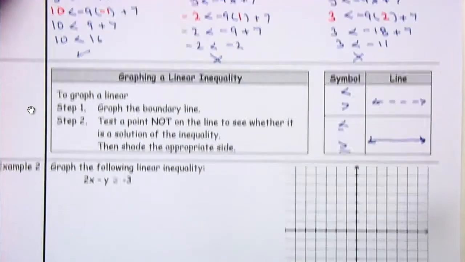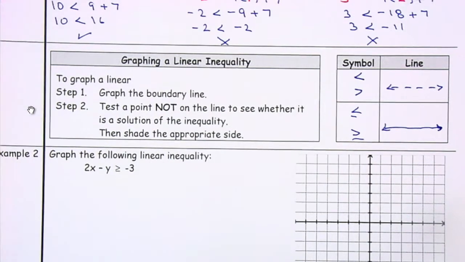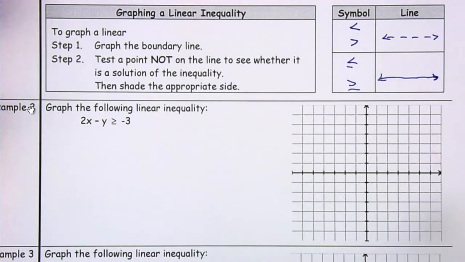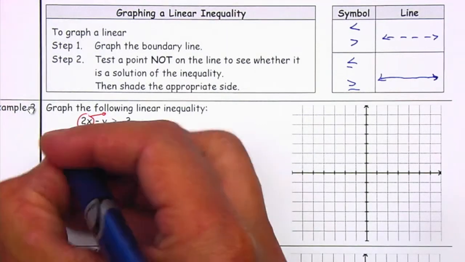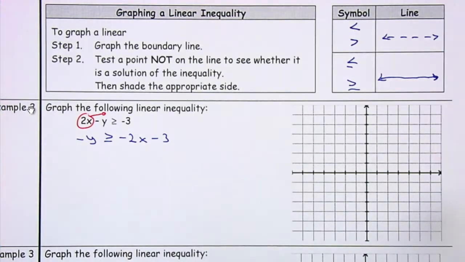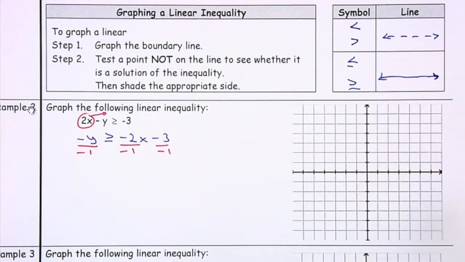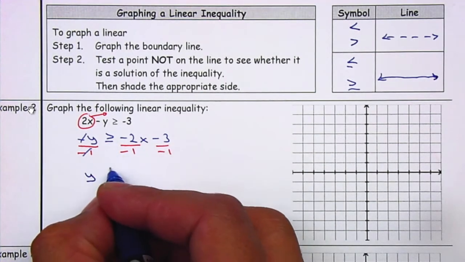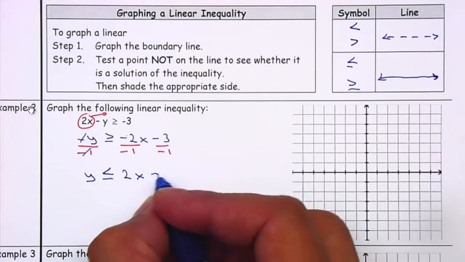Example number 2. First, we need to be able to graph the line. So let's go and solve for y. I'm going to move my 2x to the right, and it becomes a negative. We have negative y is greater than or equal to negative 2x minus 3. I need to leave the y by itself, so I'm going to divide everything by negative 1. Negative, negative cancels. When we divide by a negative number, we have to flip the inequality. Negative and negative becomes a positive.